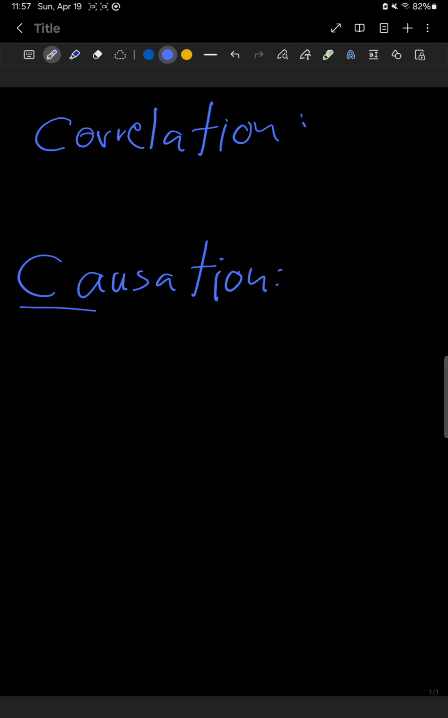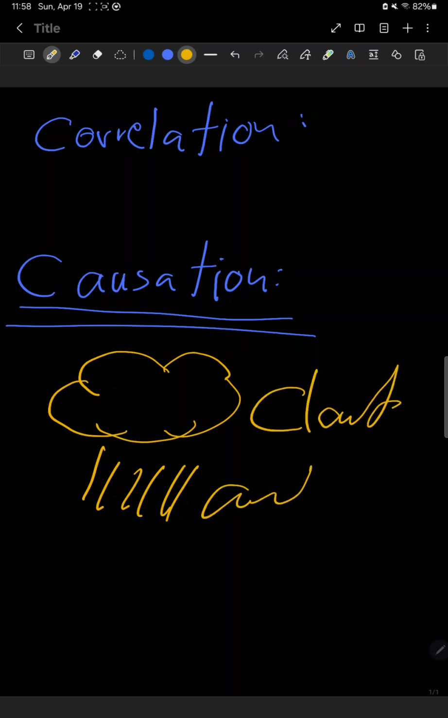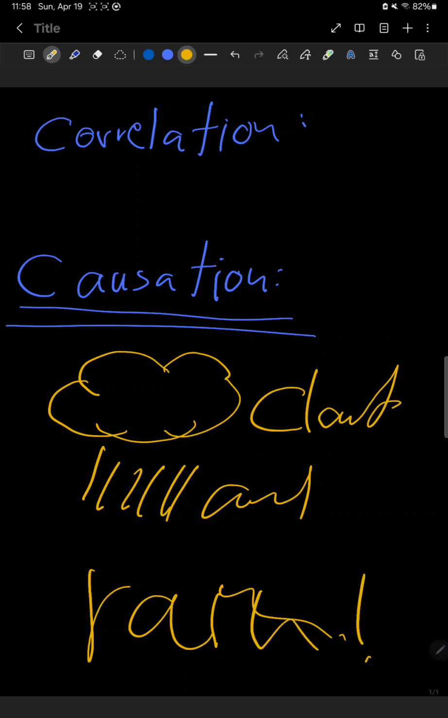Now, causation is something like, when there are clouds, there is rain, because rain is caused by the clouds. No clouds, no rain. So this is very important when you describe what you're searching for, to be accurate, to see the relationship between X and Y, whatever X and Y are, whether it is a relationship of causation or correlation.